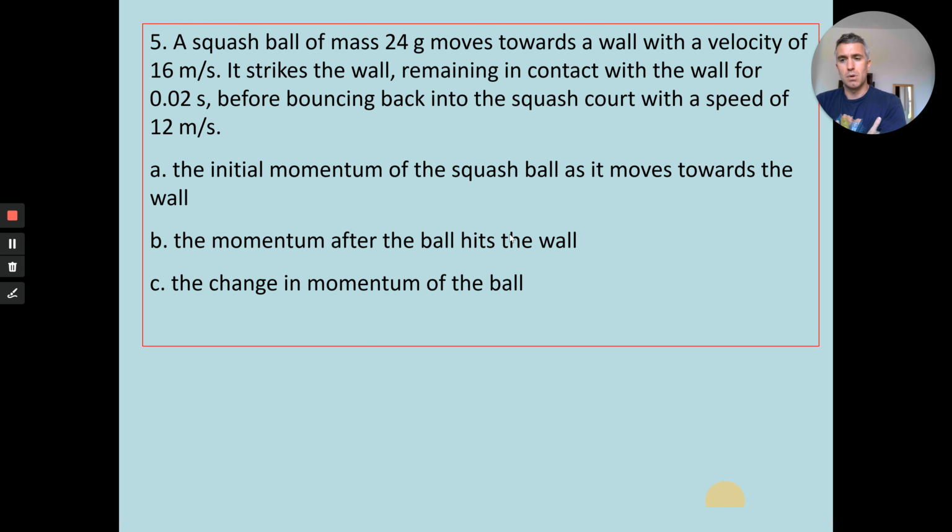A squash ball of mass 24 grams moves towards a wall with a velocity of 16 meters per second. It strikes the wall, remaining in contact with the wall for 0.02 seconds before bouncing back with a speed of 12 meters per second. We must calculate the initial momentum of the squash ball as it's moving towards the wall. What's the momentum as it's moving away from the wall? And then the change in momentum.